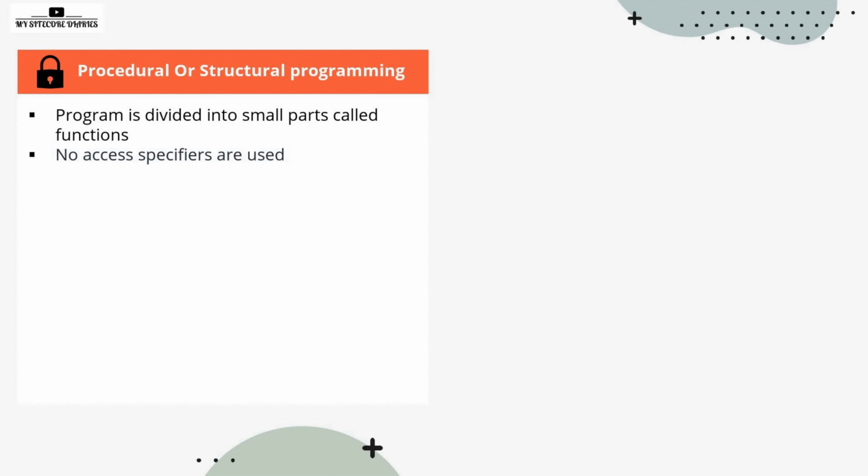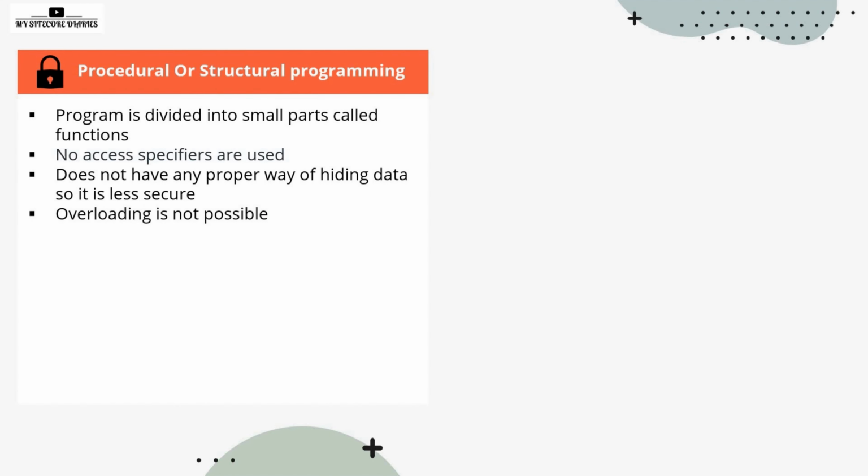No access specifiers are used. So there is no access specifier. What does it mean? Whenever you use a function, there is no security or access specifier, which means it can be accessed by anyone. It does not have any proper way of hiding data, so it's less secure. So there is no concept of hiding the data. Overloading is not possible. You cannot overload functions. No concept of data hiding and inheritance is used. There is no inheritance and there is no data hiding.